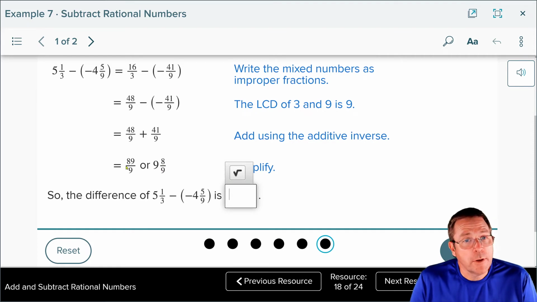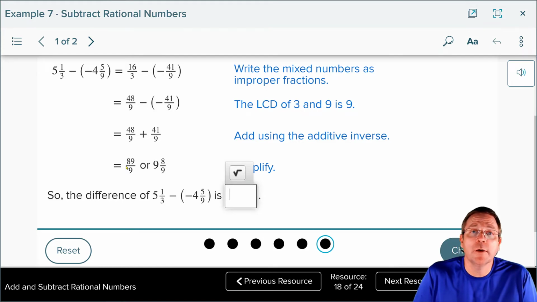Not too hard, really. Just change them to improper fractions and work them like you worked all your integer problems. You know how to do both parts. We're just putting them together in one problem now.